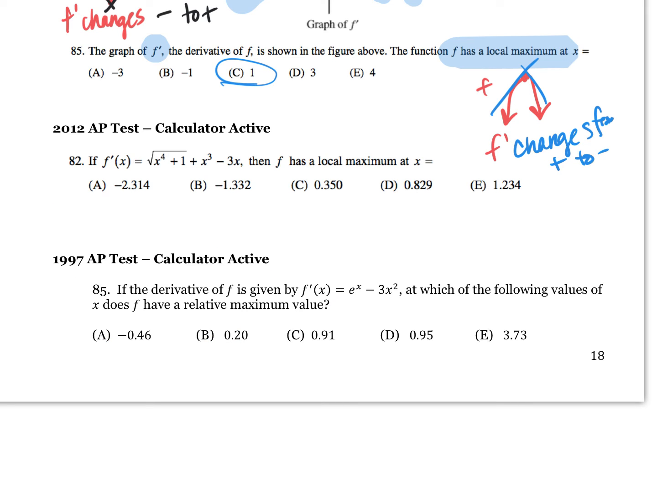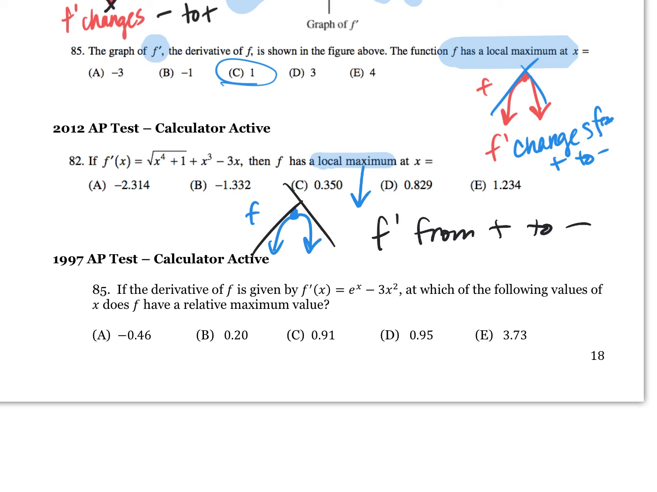Oh boy. Let's just try 82 together, then I'm going to let you do this on your own. Okay, you guys, let's take a peek at 82. What are we looking for? A maximum. What is my function? For a function to have a maximum, if here's my maximum of f, what did f prime do? Yeah, from positive to negative.